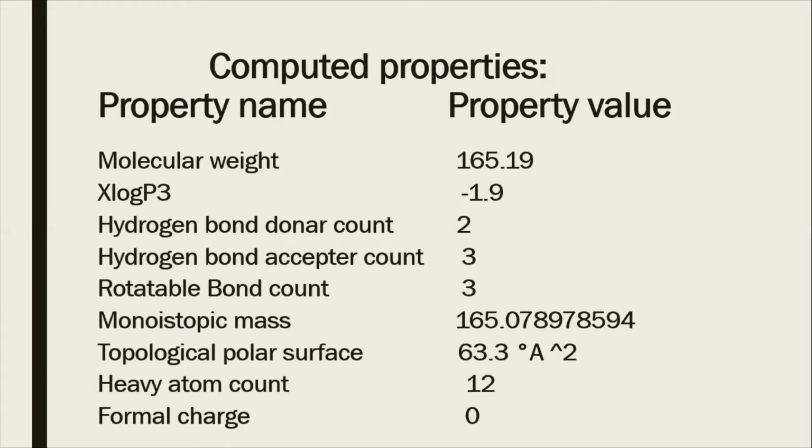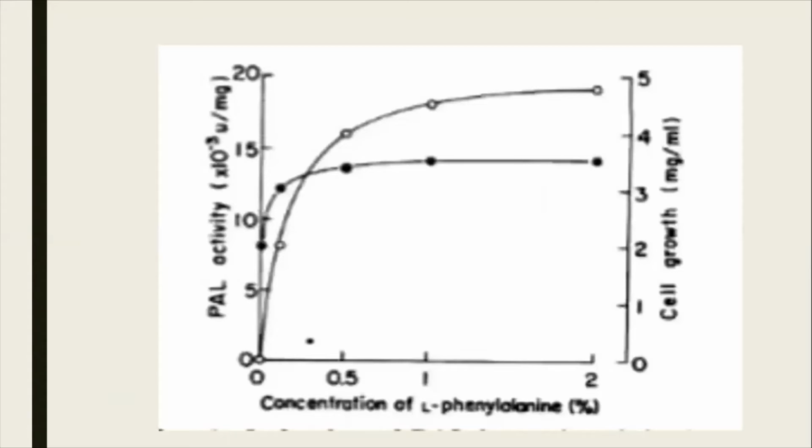Property name and property value. Its molecular weight is 165.19, XLogP3 minus 1.9. Hydrogen bond donor count is equal to 2. Hydrogen bond acceptor count 3. Rotatable bond count 3. Monoisotopic mass, and so on. The concentration of L-phenylalanine.